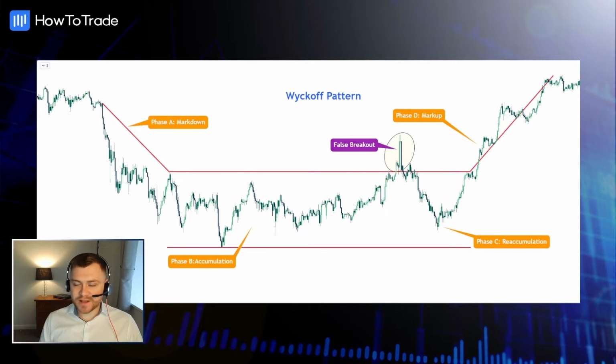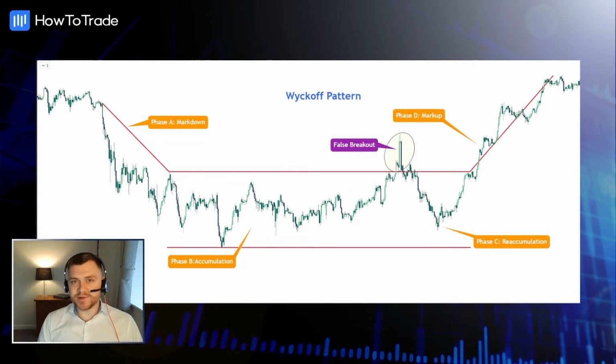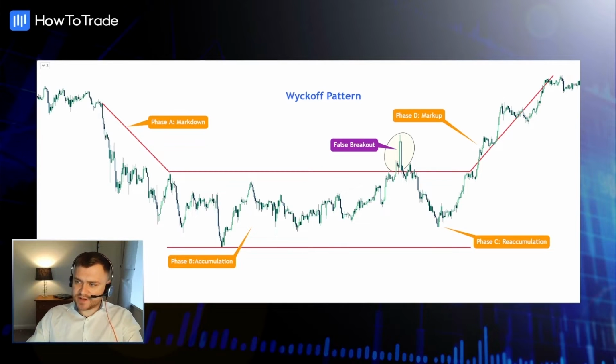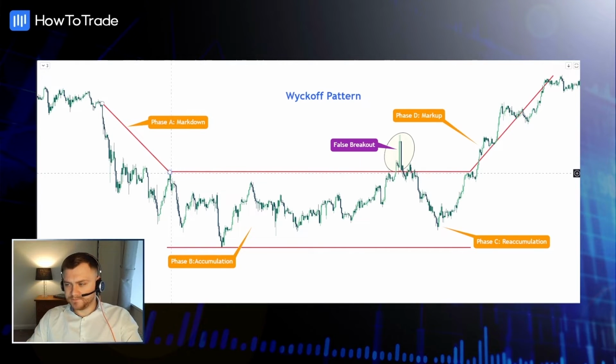So in this Wyckoff pattern, we're looking for four phases. We've got phase A, which is the markdown, phase B, which is the accumulation, phase C, which is the reaccumulation, and phase D, which is the markup. And let me talk you through each one and how we can actually use this in a trade. So we've got phase A, which is the markdown. That's the initial move down in the market, as you can see, from this point to this point.